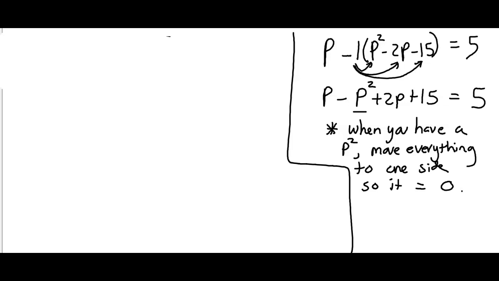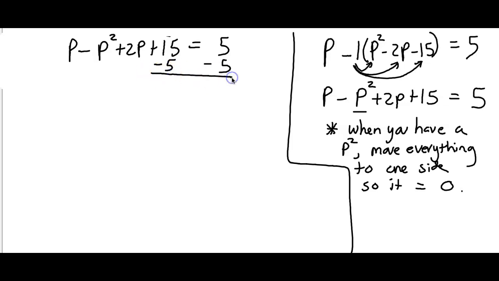All right, so let's do that. First of all, notice most of the terms are on the left side. The only thing that I have on the right side is a 5. So let's move that over. We're going to subtract that on both sides. That way there's a 0 on this side.